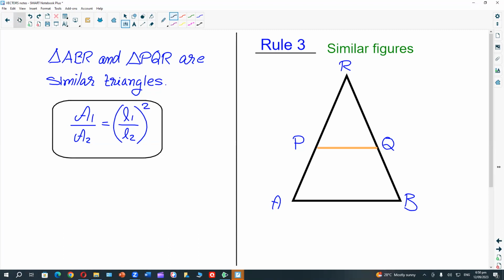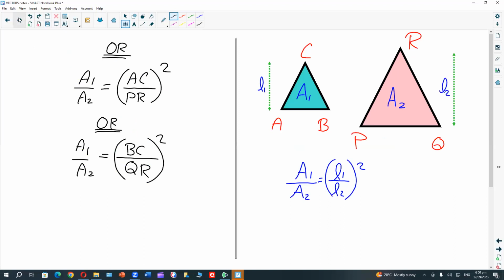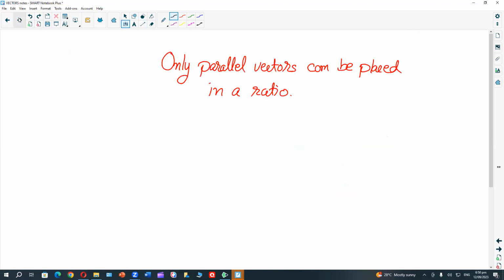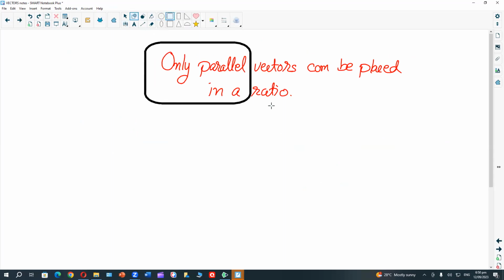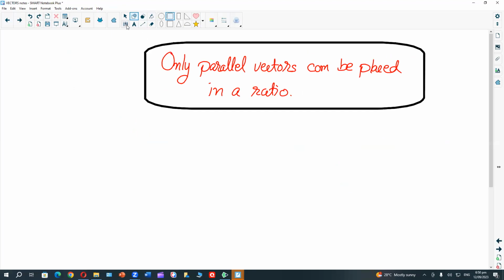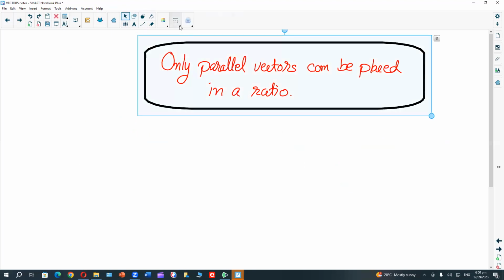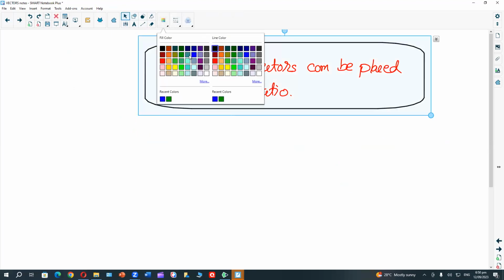So we develop the ratio, and now different sides can be tested. Only parallel vectors can be placed in a ratio. This is a topic we started in class today. When we started class today, we discussed that a ratio is possible only in parallel vectors. But this is such an important concept. You can't compare all vectors in a ratio. Only parallel vectors can be compared. So you have to copy this screen.